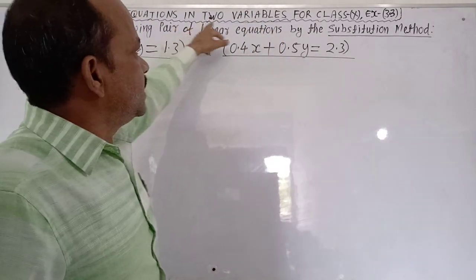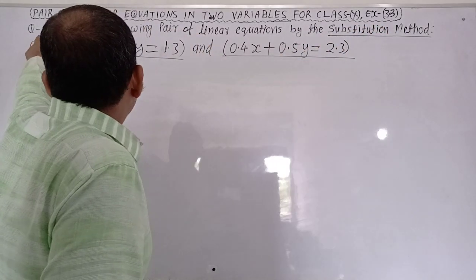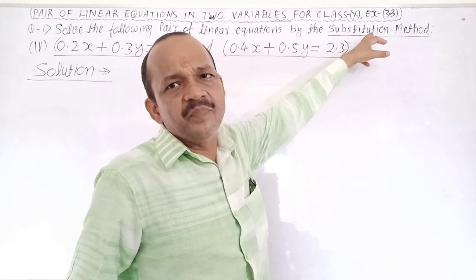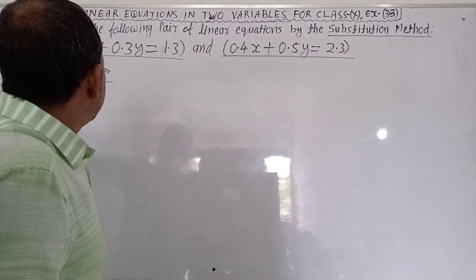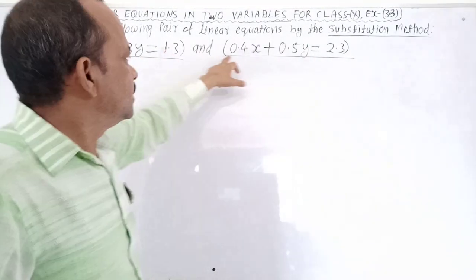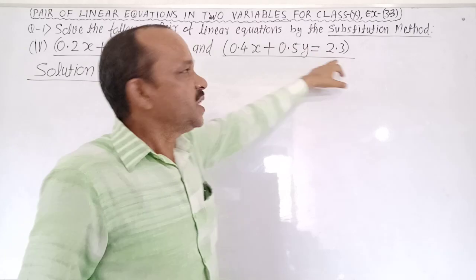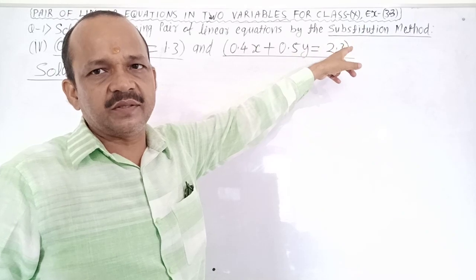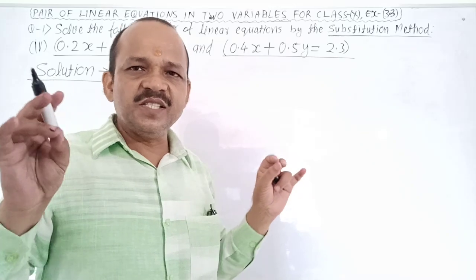Pair of linear equations in two variables for class 10, exercise 3.3. Clear? Question first: solve the following pair of linear equations by the substitution method. Question first, part 4th. 0.2x plus 0.3y equal to 1.3 and 0.4x plus 0.5y equal to 2.3. It is the given equation. You solve the given equations with the help of the substitution method, and you find the value of x and the value of y. Clear? It is very easy.